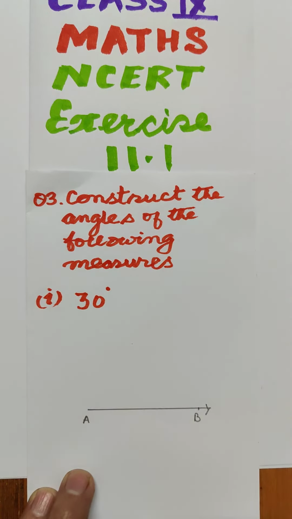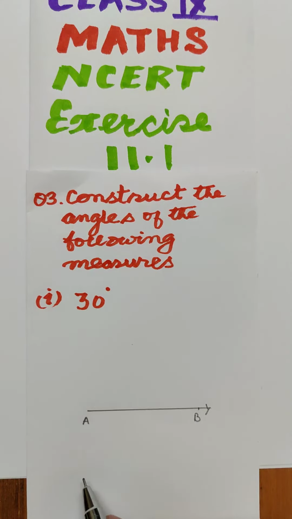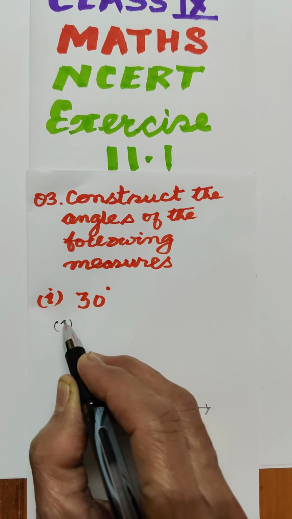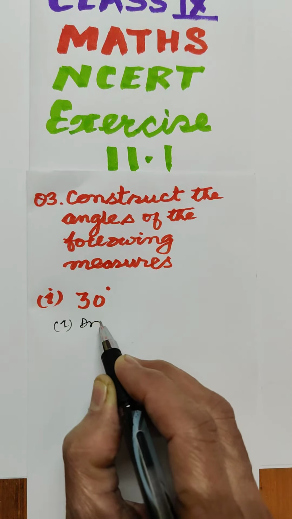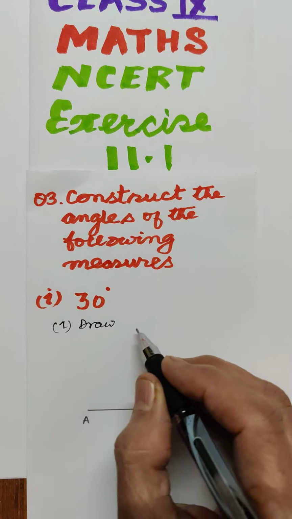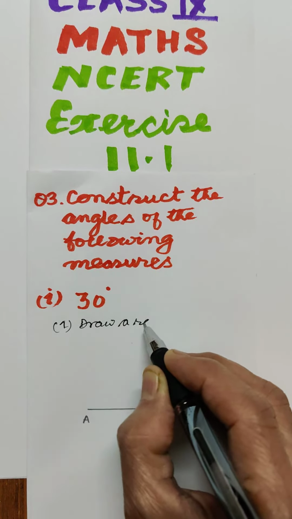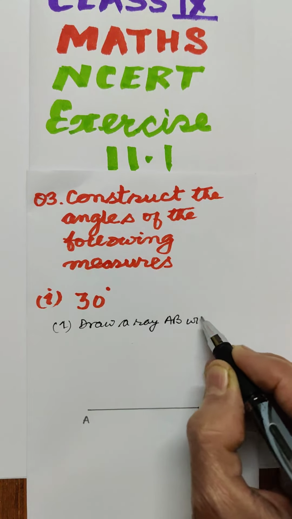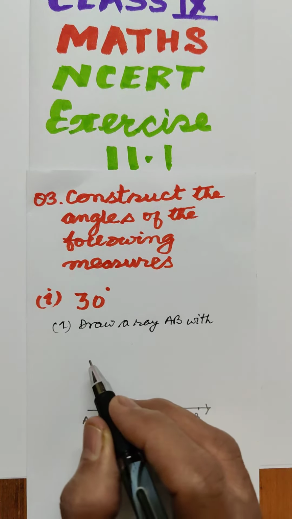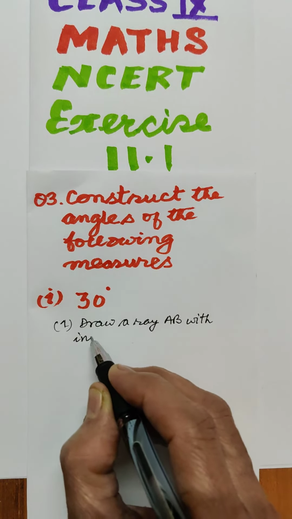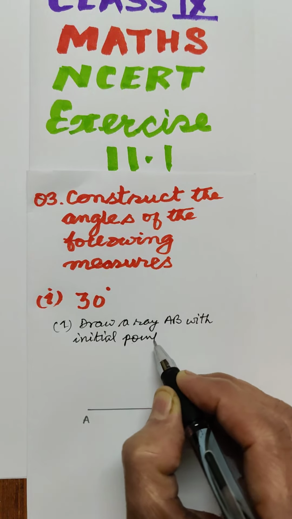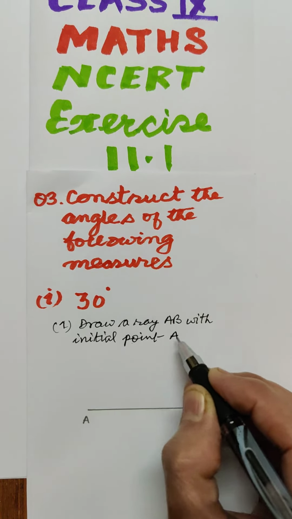Now, the steps of construction. First point is draw a ray AB with initial point A. So draw.